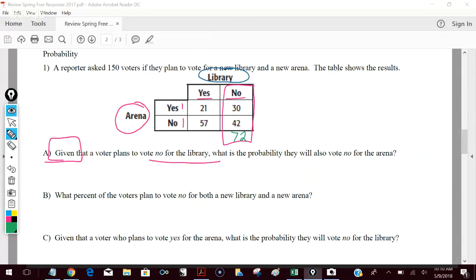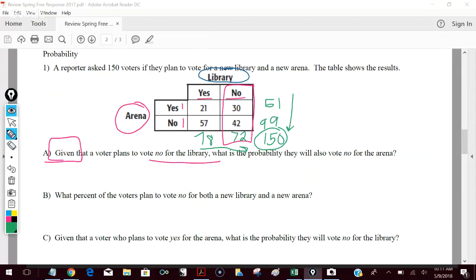So on your papers, you should be looking at your table, and let's just add all the numbers going down. We've got 72 were library no. We have 78 that were library yes. If we add across, we get 51 and we get 99. So we can see that altogether that's 150 people, because if I add 51 plus 99, that's going to give me 150. And if I add 78 and 72, that also gives me 150. So I know that my sums are correct because I have the 150.